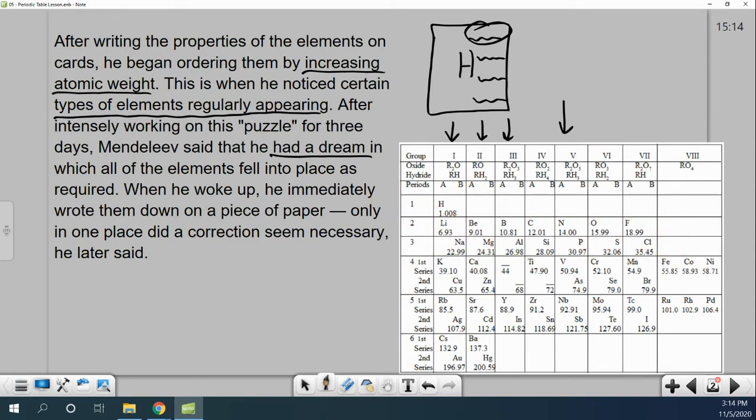Fantastic. Only in one place did he find a correction that seemed necessary, where a weight didn't quite line up with what he was expecting to see. So look at tellurium and iodine here. Tellurium is heavier, but iodine definitely belongs in this family because of the way it acts. So I'm going to have to switch these.